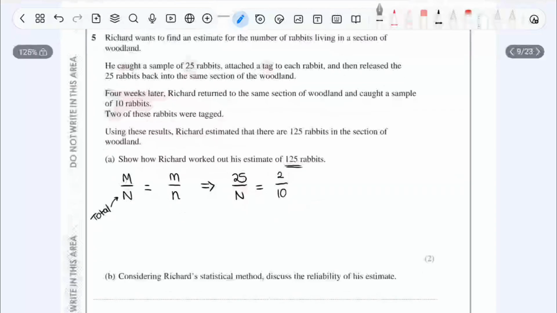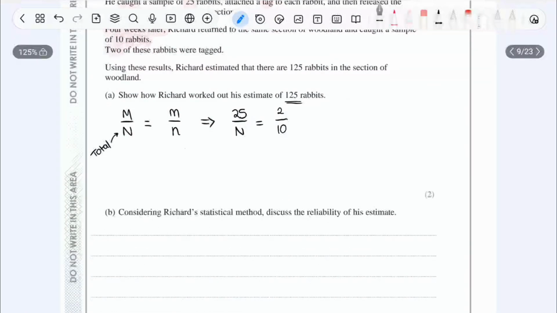So now all we need to do is simply rearrange for n. Now if you're strong at your algebra skills, then you can do this quite easily. If you're not, watch my video on rearranging equations, which should help you in a way that you can feel comfortable with answering these type of questions.